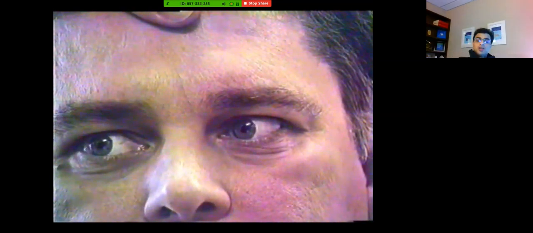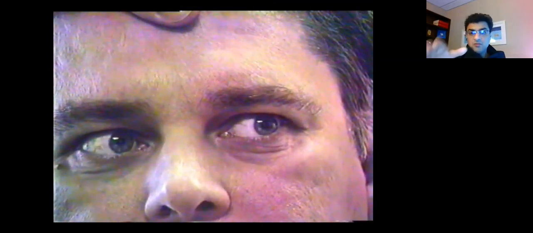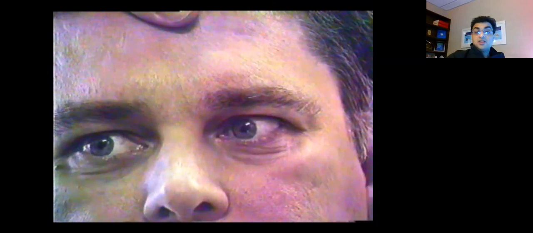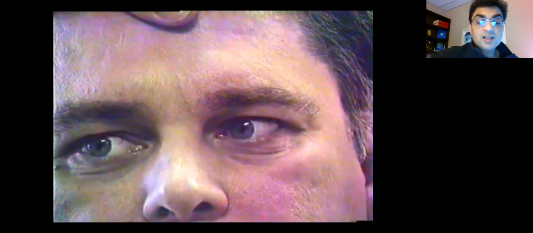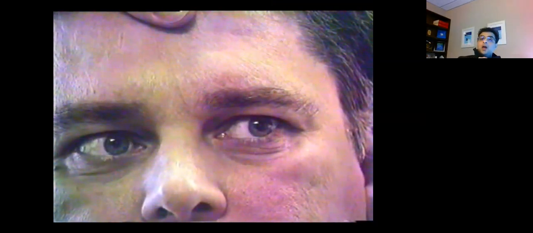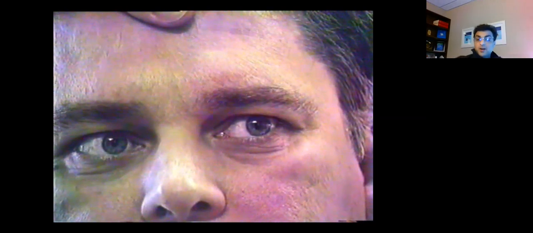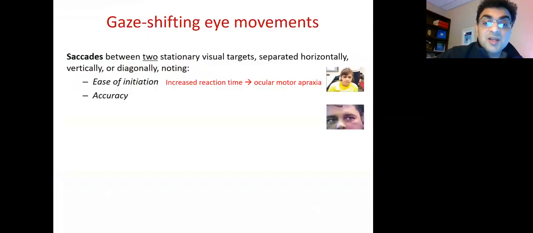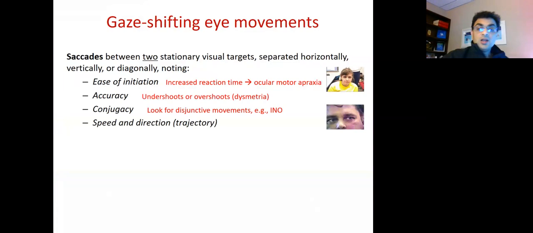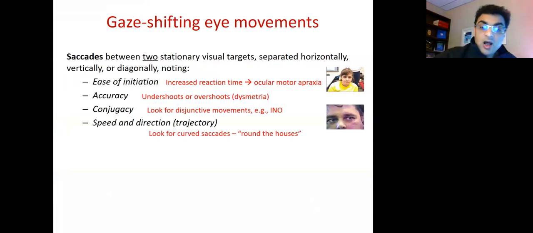And then you want to look at the conjugacy, and there are several slides, and very soon you will see the deficits in conjugacy, which is internuclear ophthalmoplegia. And then you want to look at the speed and direction. Now, this is very important. In Parkinson patients or progressive supranuclear palsy patients, you want to look at the speed of the saccade, but at the same time, you also want to look at the direction of the saccades. So, for example, round the houses. This is a classic example of a slow saccade in a very early course, it is not straight, but it kind of goes curved, and we call it round the houses.